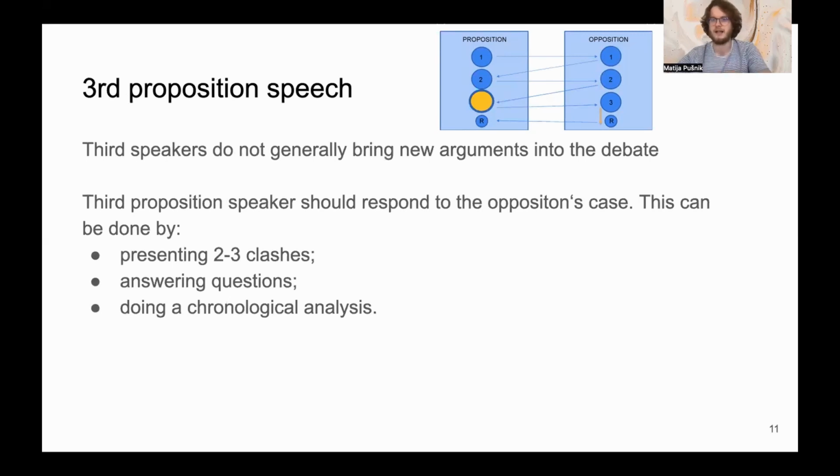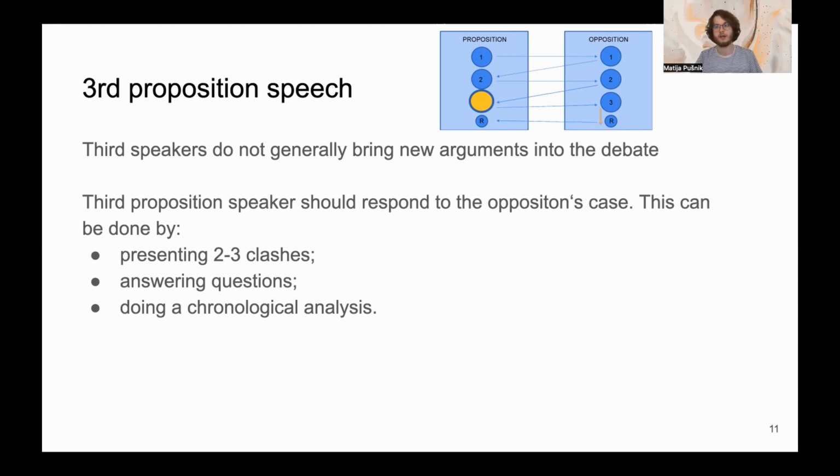What are clashes? A clash is if you have a debate and you boil it down to 2 or 3 specific disagreements, that's a clash. So for instance, if you debate about the government doing something, you can say, the consequences are economical, social, and security-wise. Okay, you can analyze the whole debate, respond to the opposition's case by focusing on those 3 clashes.